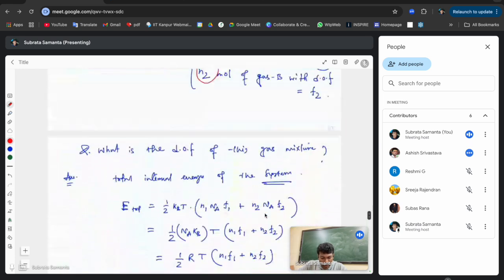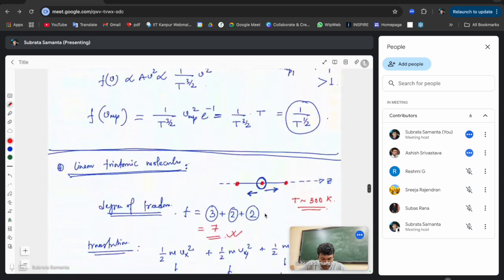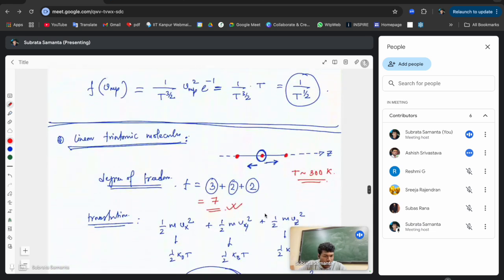Yeah, okay. So the degrees of freedom of a triatomic molecule. I am considering a linear triatomic molecule, right? So let's say I have a system with three atoms placed on an axis, let's say the z axis. So what are the translational degrees of freedom? It is 3, because in 3D space they can translate along the x-axis, along the y-axis, along the z-axis, right?